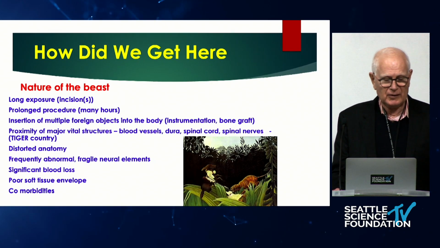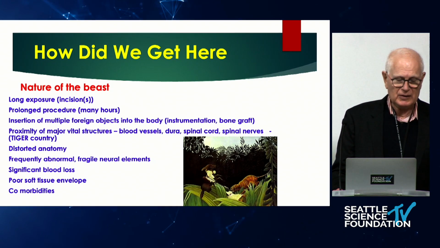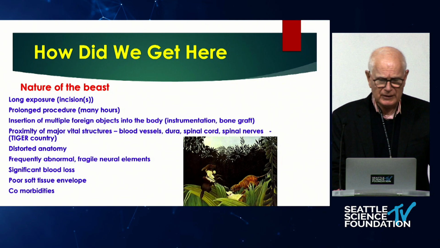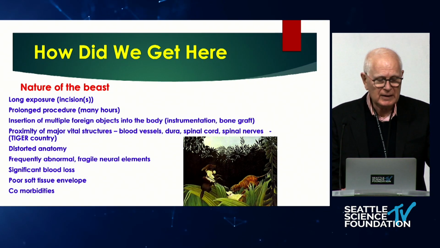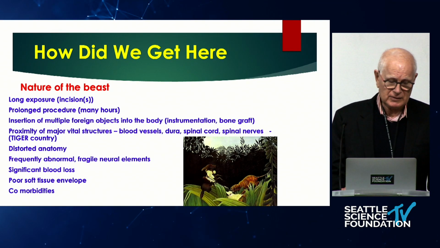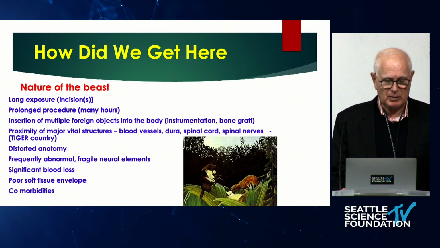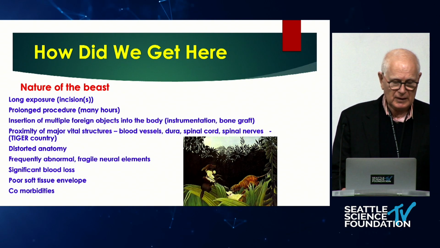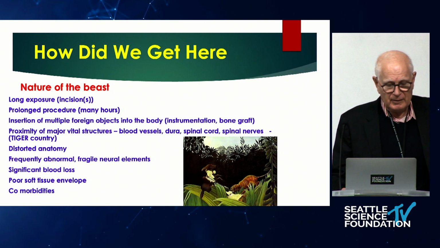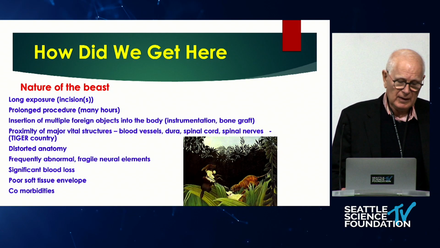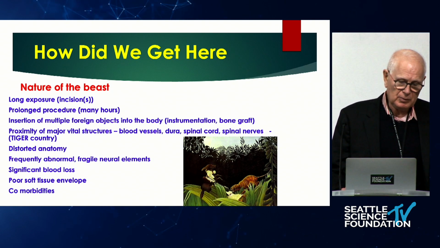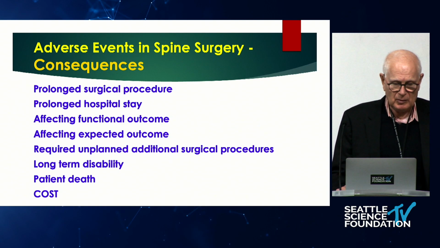You still need long exposures, prolonged procedures. We're putting an increasing foreign body load into the patients, both metal and allograft. We are getting ever closer to the major vital structures such as the spinal cord and blood vessels. In other words, we operate in tiger country, frequently with anatomy which is far from normal, with abnormal neural elements, significant blood loss almost inevitable, and kids who have poor soft tissue envelopes and multiple comorbidities.